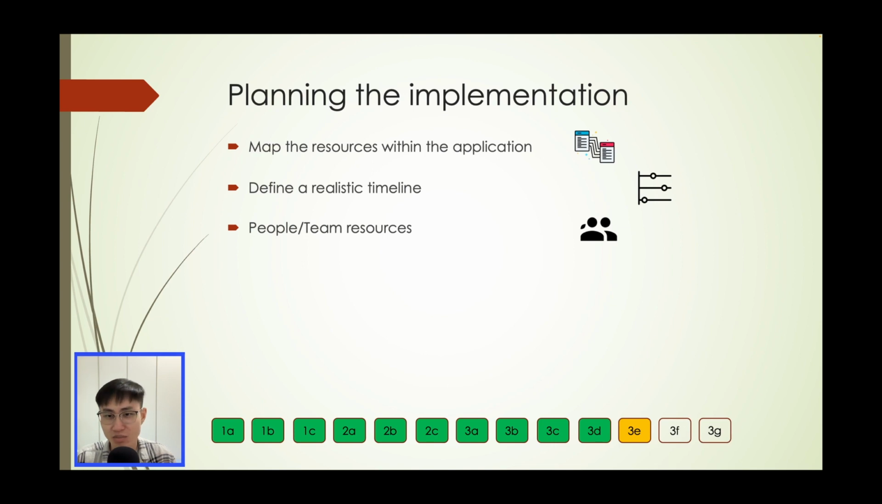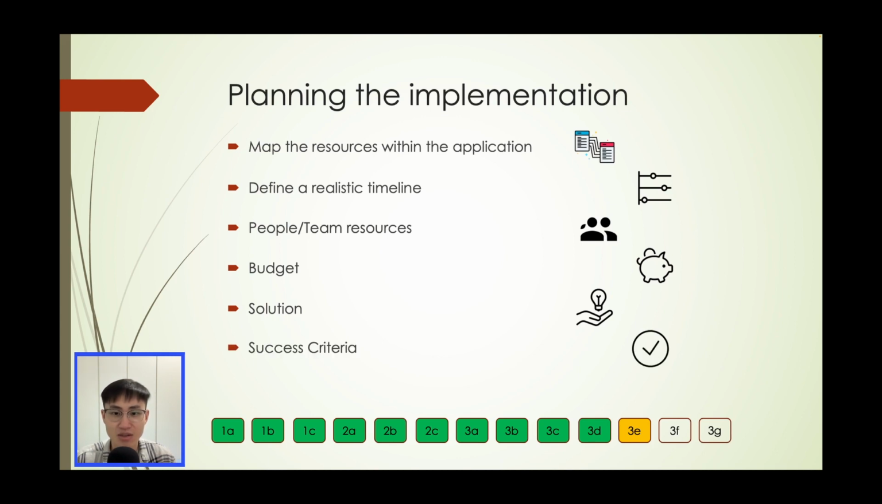Third, plan the people and team resources. Fourth, estimate the cost of this project. It should include the cost of data transfer and provisioning the AWS services. Fifth, choose a solution for each disaster recovery. And lastly, define your success criteria.